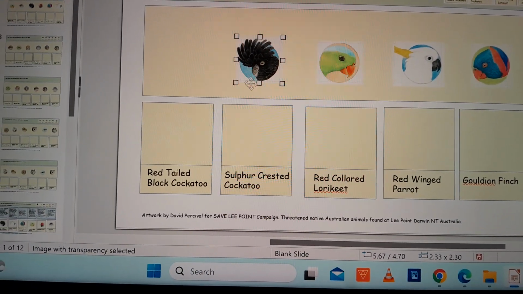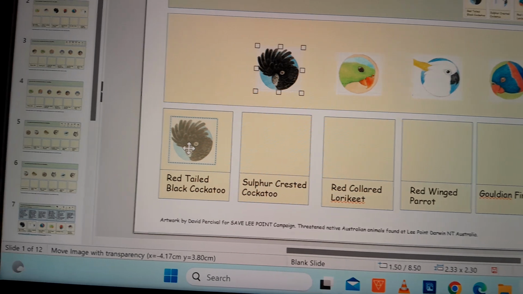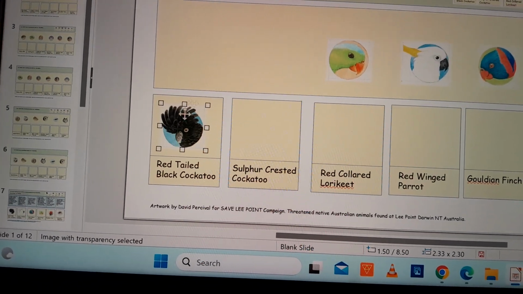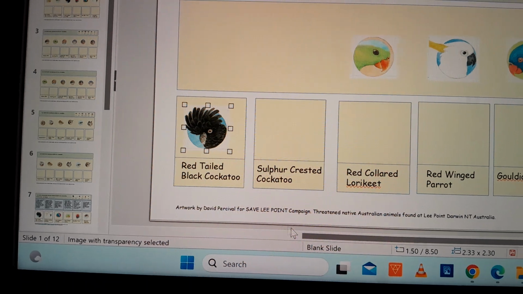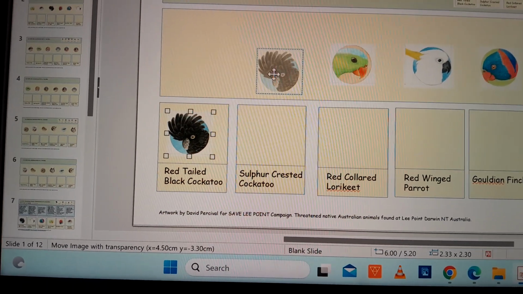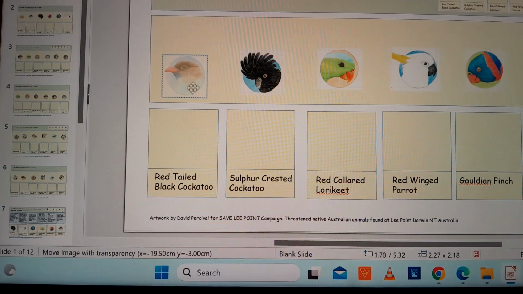What's this next one? This is a red-tailed black cockatoo. I know that one. So you can also ask, have you seen one of these? Yes. Okay, so let's put this back. Here we go.